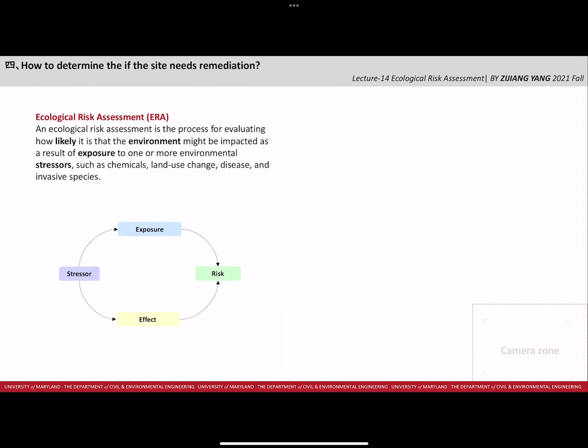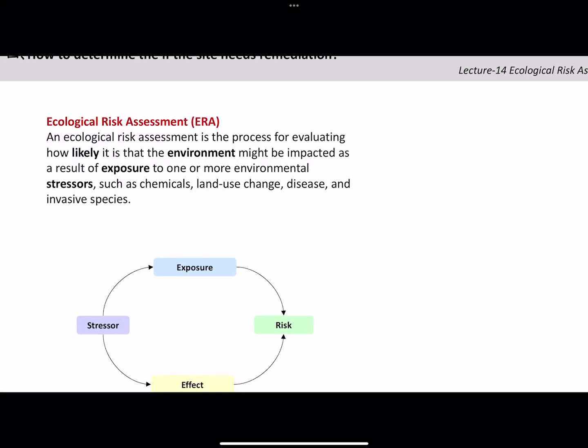And then here comes a question. Some sites need to be remediated. But how can we determine if a site needs to be remediated, or how do we determine if it is contaminated? We usually conduct a process of ecological risk assessment. The definition of ERA is that an ecological risk assessment is a process for evaluating how likely it is that the environment might be impacted as a result of exposure to one or more environmental stressors, such as chemicals, land use change, disease, and invasive species. So, except for chemicals, we can also have some other things as stressors.